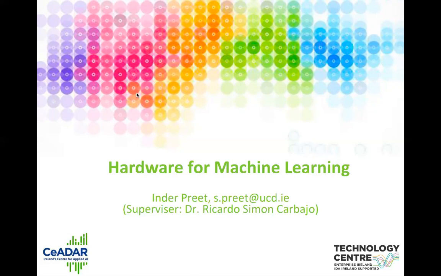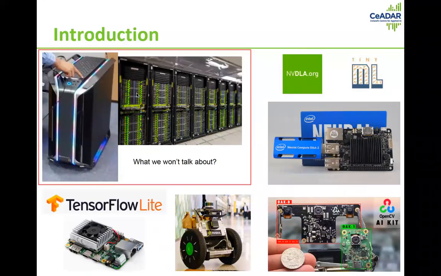For this presentation, the topic is a bit vague because this is a very big field. So before starting, I'll explain what we're going to talk about today. When we say hardware for machine learning, the first thing that comes to mind is usually big computers, supercomputers, GPU clusters, servers, or big GPUs like the one we have in CeADAR. We train our models on these big, power-hungry, but very fast computers. But this is not what we're going to talk about in this talk.